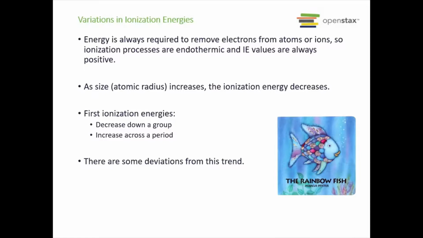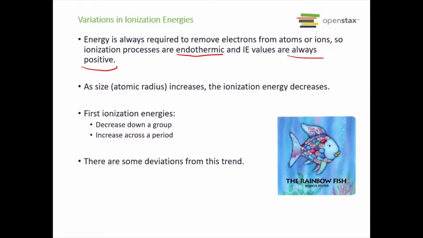You always have to put in energy to remove electrons from atoms or ions. So that means since we're putting in energy, this is an endothermic process. And the energy values are always, always positive. As we increase in size, though, our ionization energy is going to decrease because it's bigger. So you have less pull on the electron, so it can give it off easier. It's not holding on to it as much.